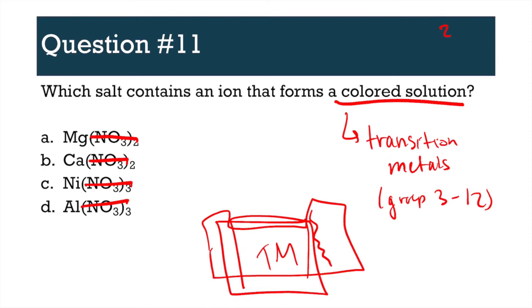So Mg, that is in group 2, that's an alkali earth metal, can't be A. Ca is calcium, that is also an alkali earth metal in group 2, can't be B. Nickel is in group 10, that's in between groups 3 and 12, so it could be C. Let's just double check with D. D, aluminum is in group 13. 13 is nearby, but is not a transition metal, so it cannot be D. So the answer has to be C, nickel. Or nickel nitride, I should say, rather.